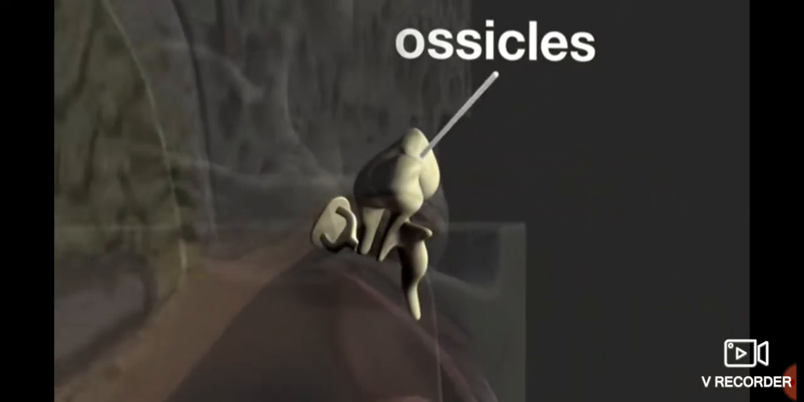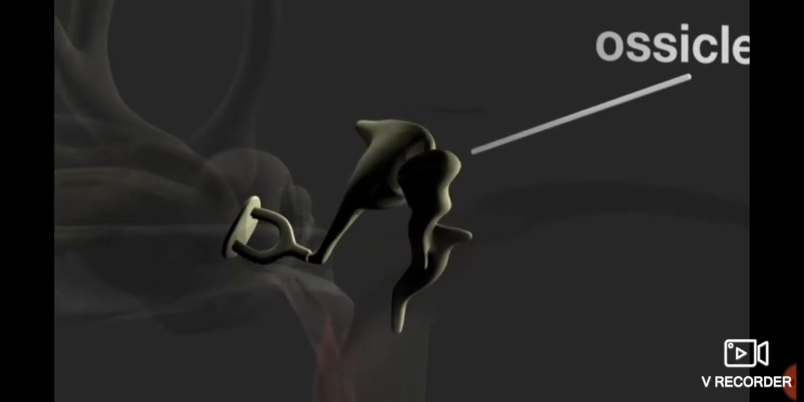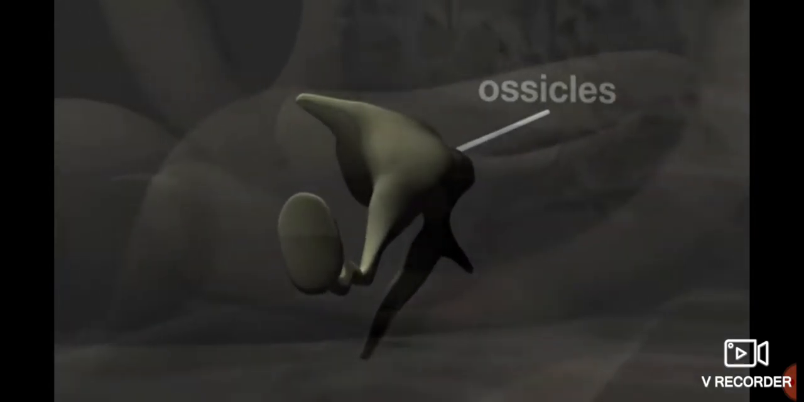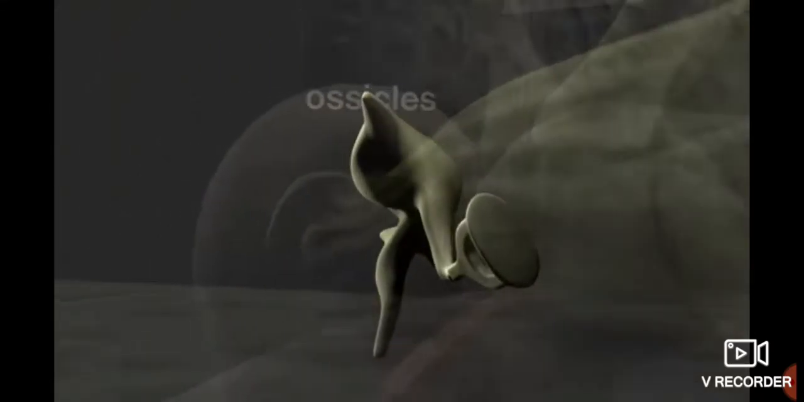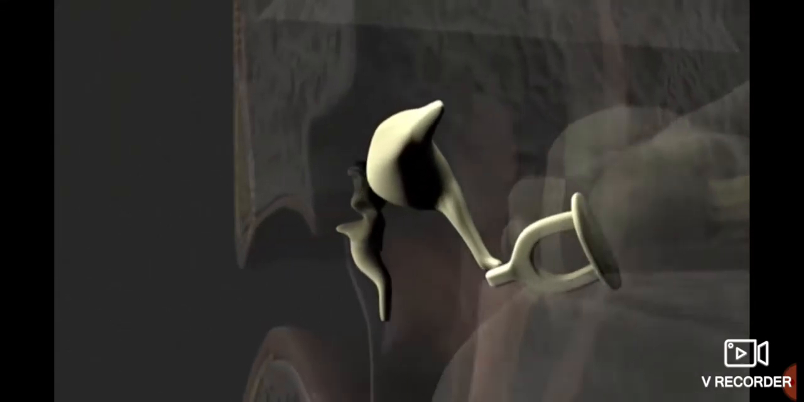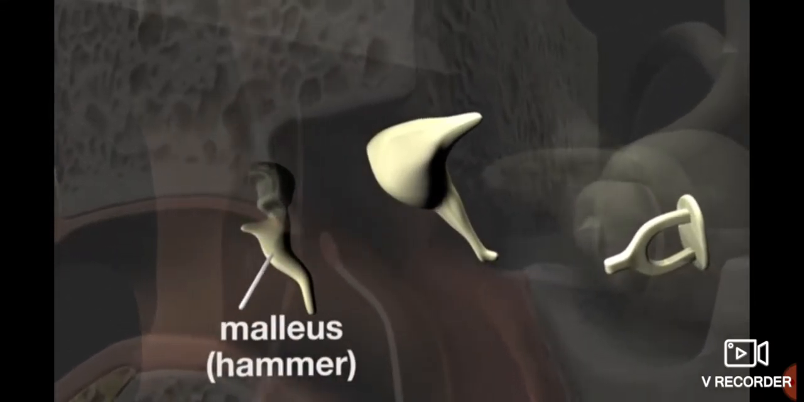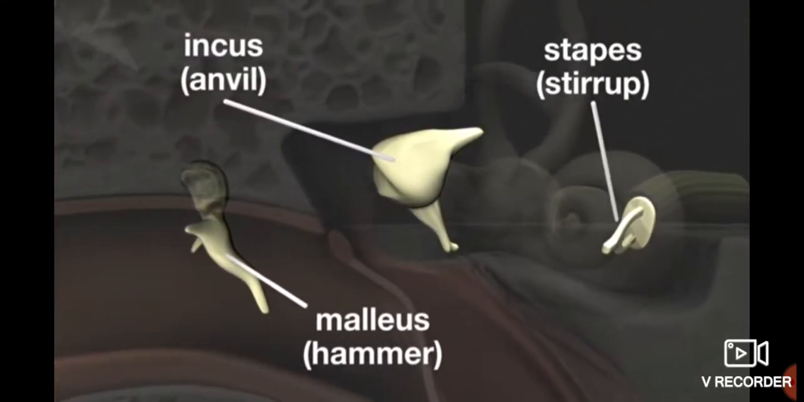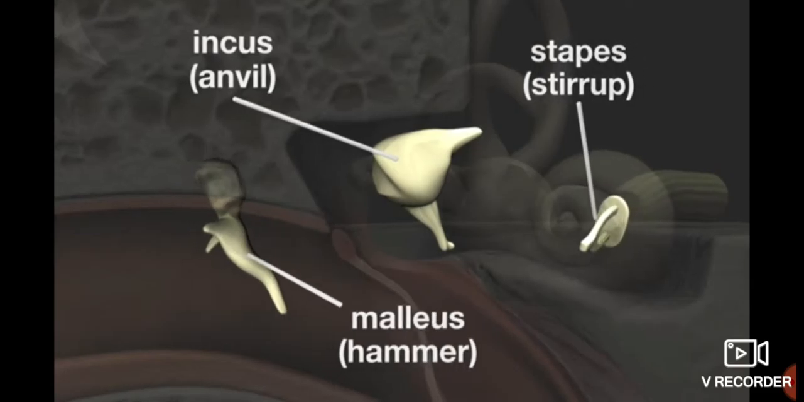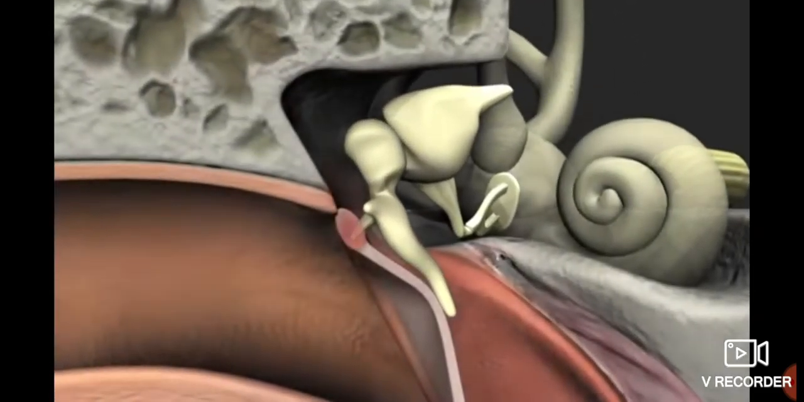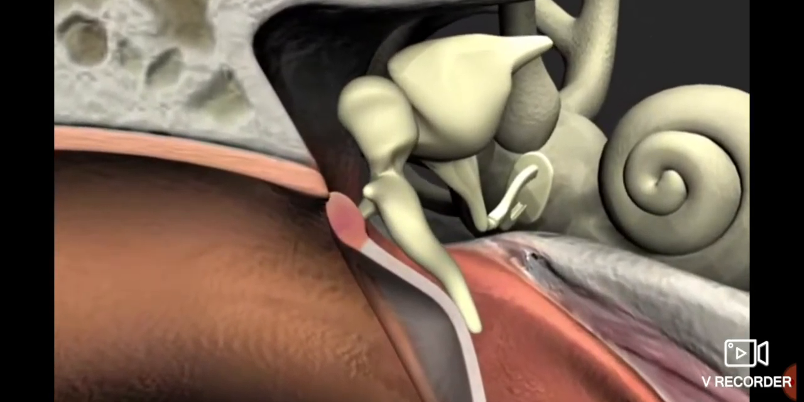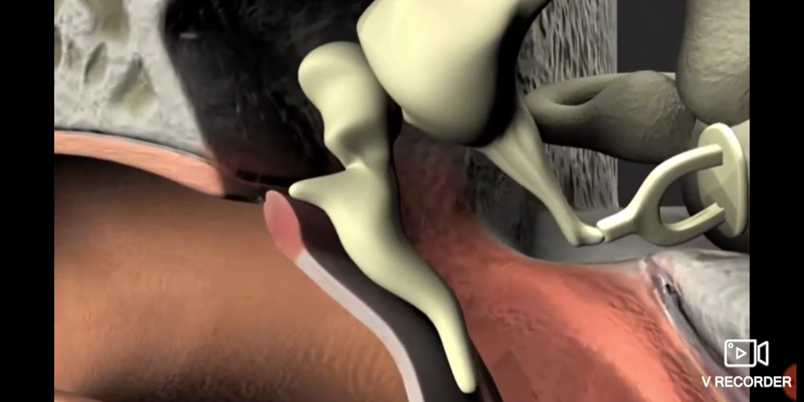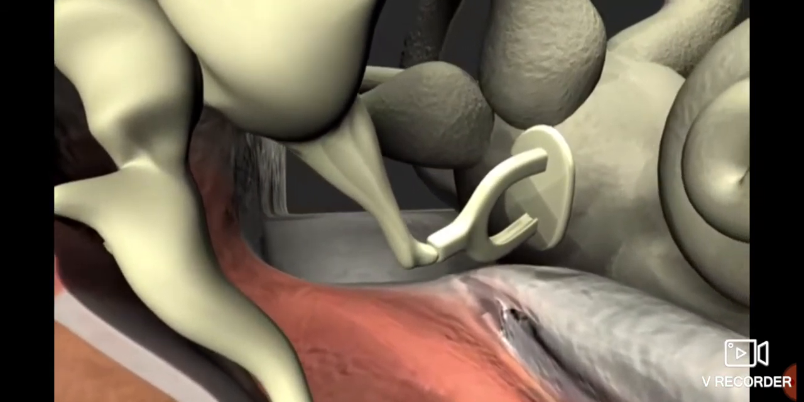The middle ear also consists of three bones called ossicles. They are connected in a chain from the tympanic membrane to the entrance of the cochlea, which is called the oval window. The three bones are the malleus, incus and stapes. The handle of the malleus is attached to the tympanic membrane, and the base of the stapes to the oval window.